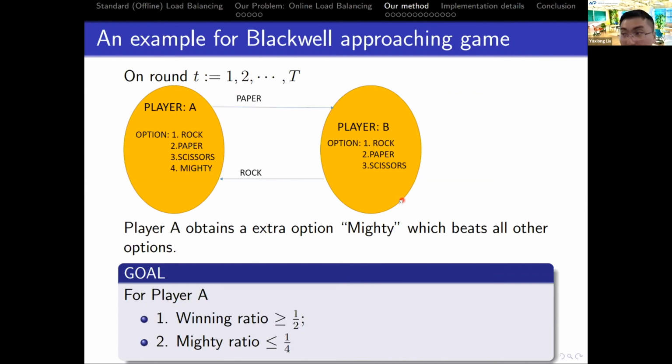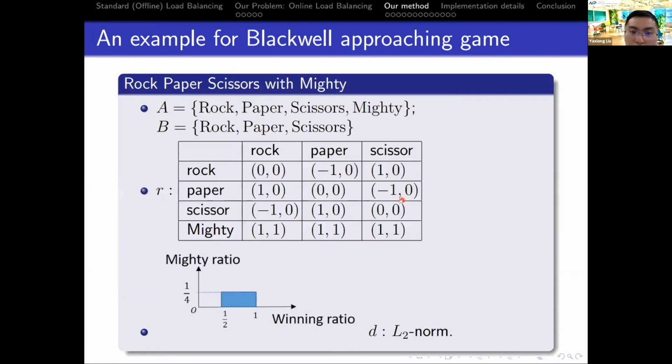Firstly, the winning ratio is larger than 50%, and the ratio of using the mighty option is less than 1/4. Of course, we can rewrite this example as a standard Blackwell approachability game, where A, B are defined in this way, and R is a payoff function. And this blue space is the target set. Of course, we use D as the L2 norm for the metric.